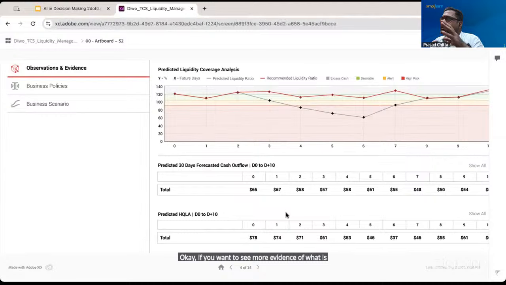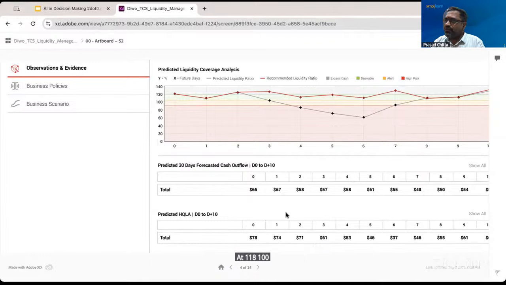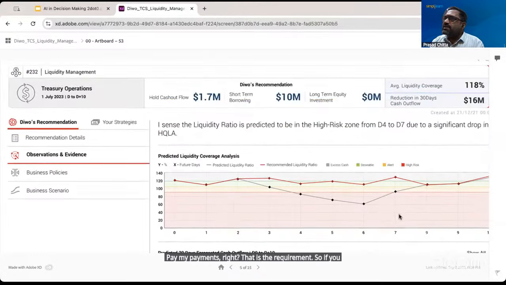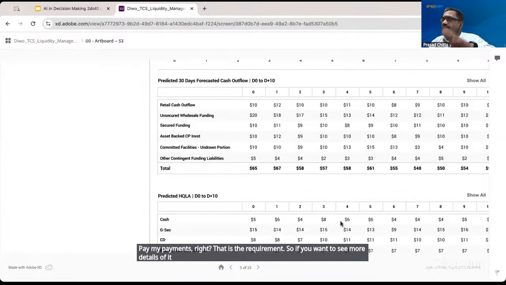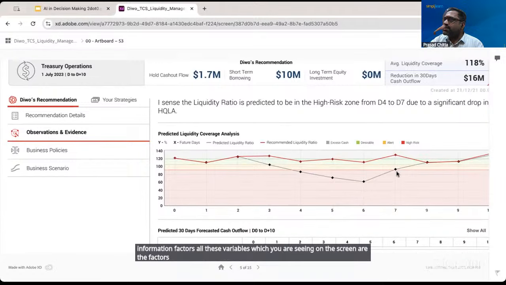So basically decision making involves, if you imagine that I am the treasury manager who is responsible for keeping the liquidity at 100% and above, so I always have money to pay my payments, right? That is the requirement. If you want to see more details, it will expand. All these pieces, what we called information factors, all these variables you are seeing on the screen are the factors. Above is what will happen, how the scenario is coming.